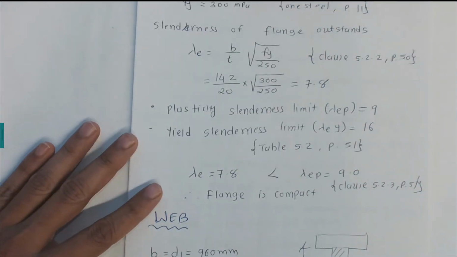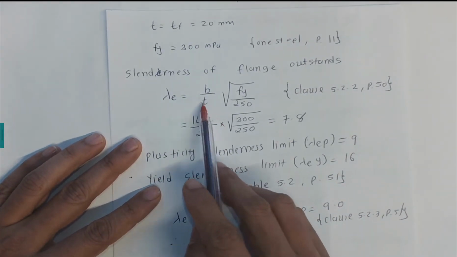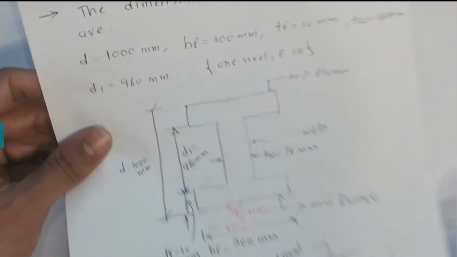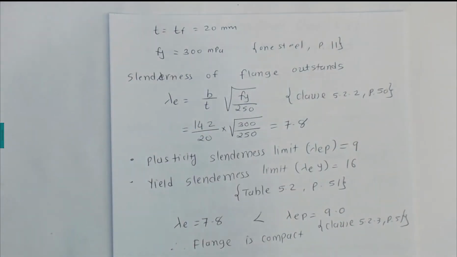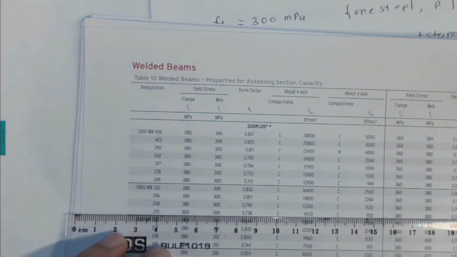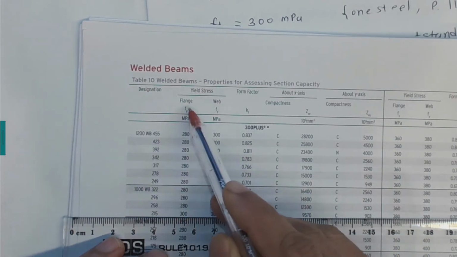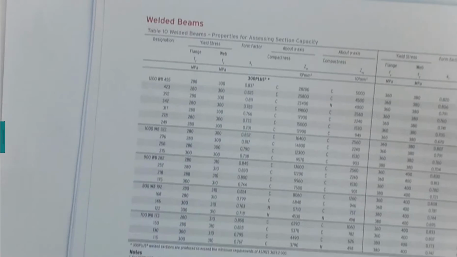Now T is the TF that we need to know in these equations. We need to find T, and that is in the picture here. That is the thickness of the flange, 20 millimeters, and Fy 300 megapascals. If you turn over here, for the flange of the 1000 WB 215, the Fy for the flange is 300 megapascals, from the One Steel table on page number 11, on the next page.